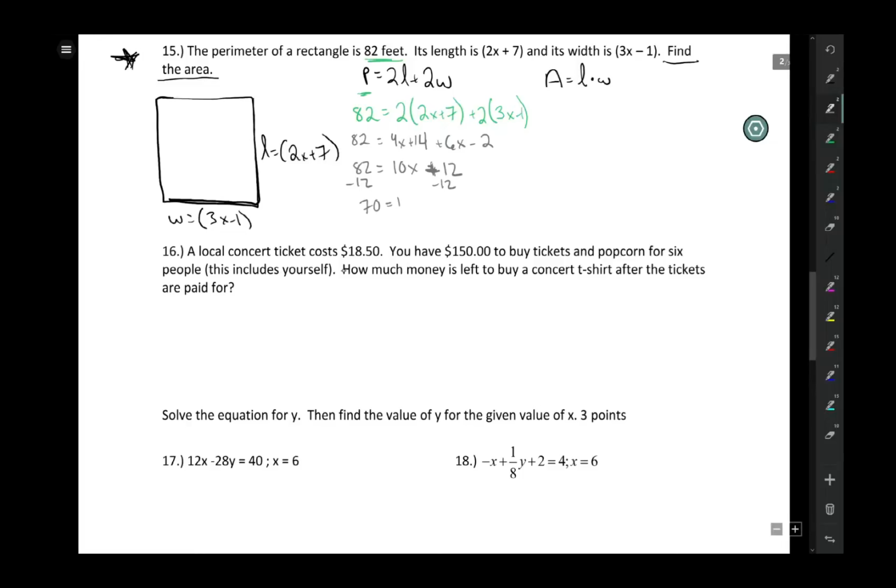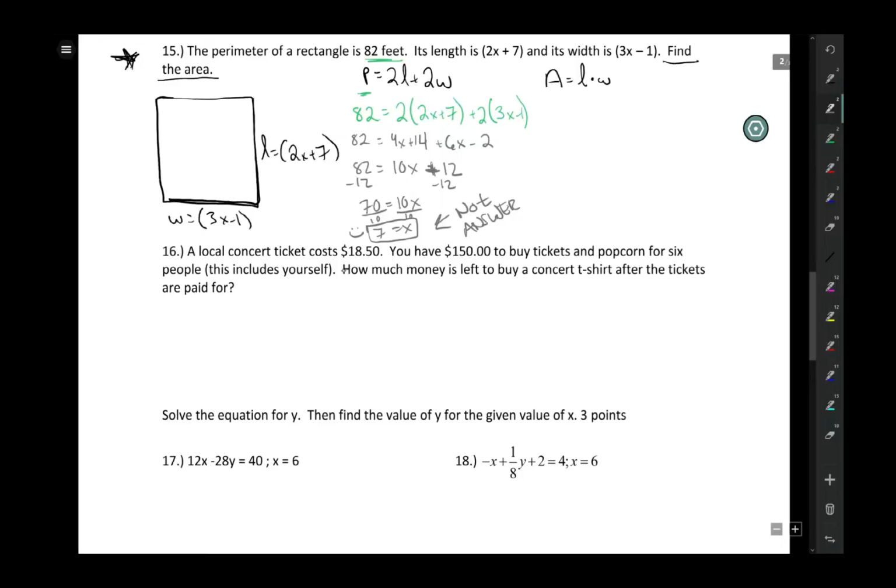70 is then 10x, and x is 7. This is not your answer, okay? It's great, but it's not the answer, okay? I really hope that nobody stops here. Double check that you did everything correctly. At least at this point.